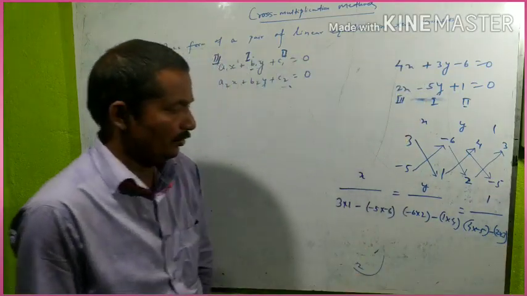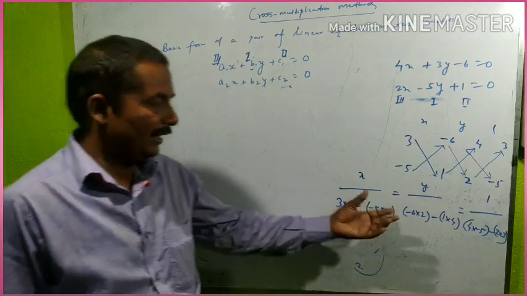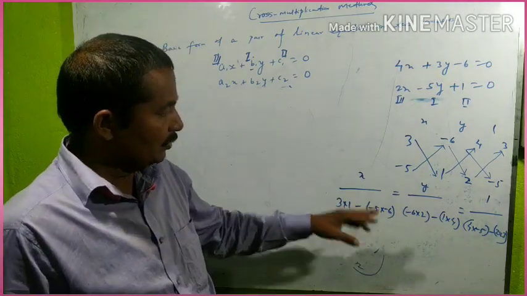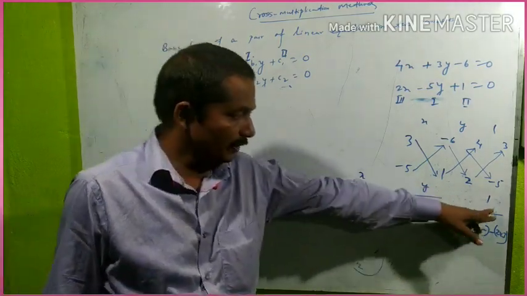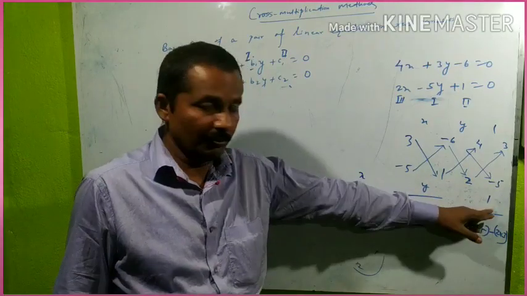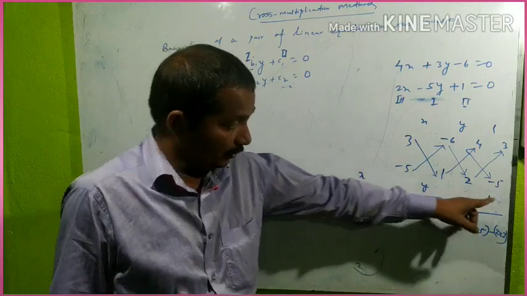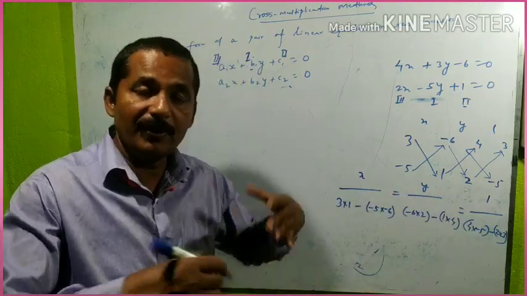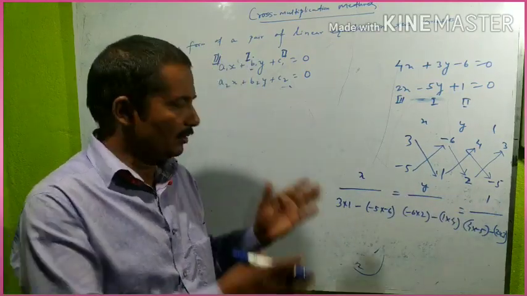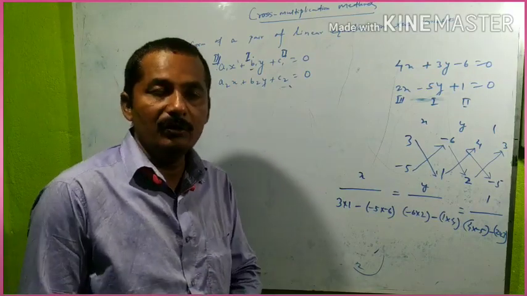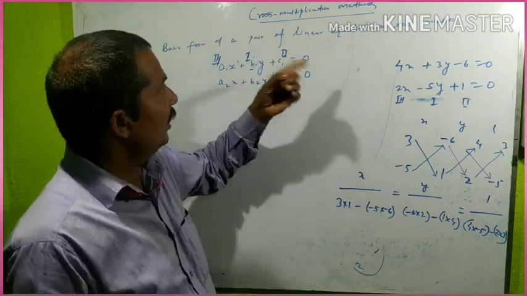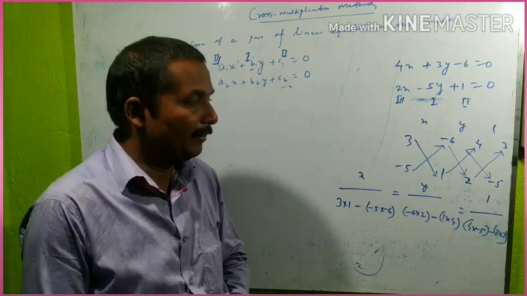Like that you will arrange it. And at last you will solve like that. This is equal to this. When you will equalize this is equal to this, you will find the value of x. And when you will equalize this is equal to this, then you will find the value of y. So this is the way to find the value of x and y by using cross multiplication method.